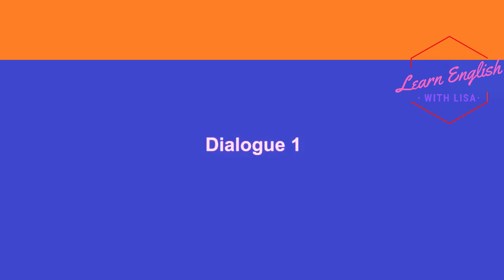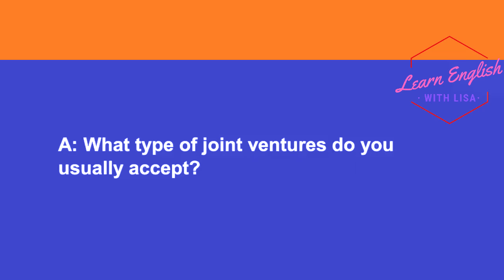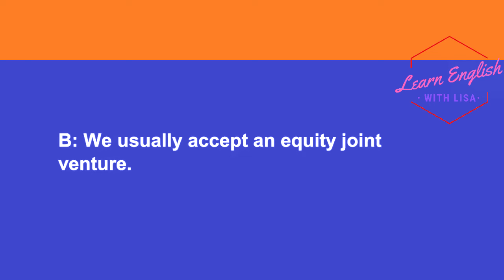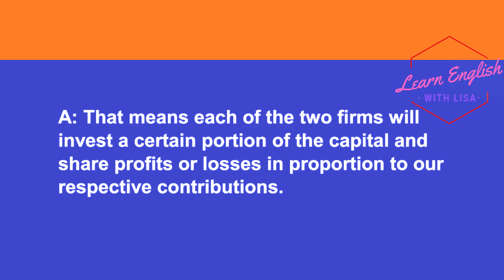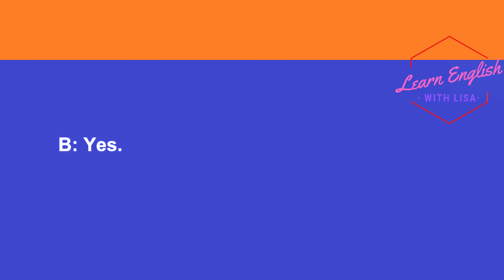Dialog 1. What type of joint venture do you usually accept? We usually accept an equity joint venture. That means each of the two firms will invest a certain portion of the capital and share profits or losses in proportion to our respective contributions. Yes.